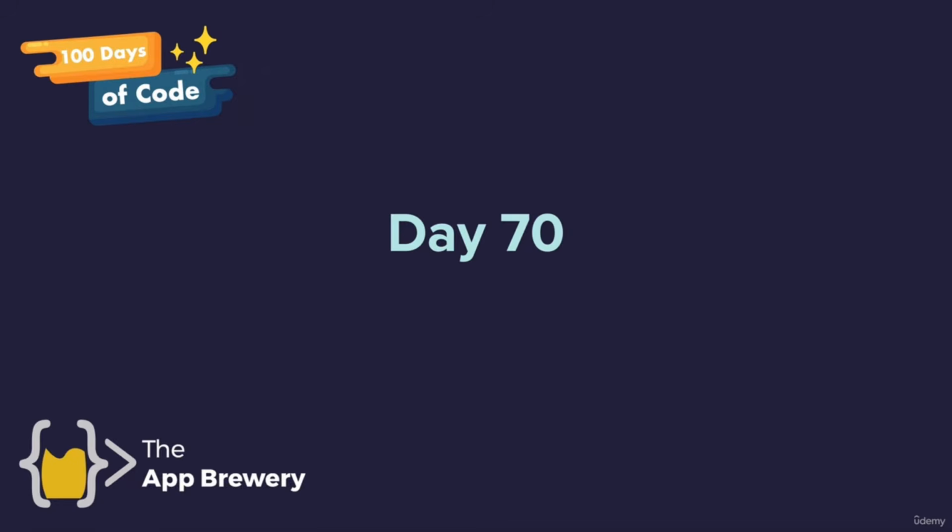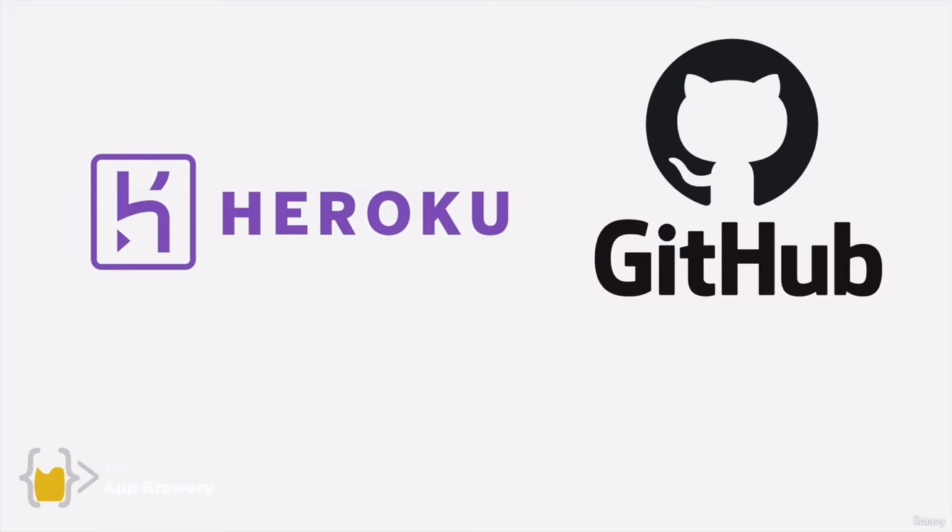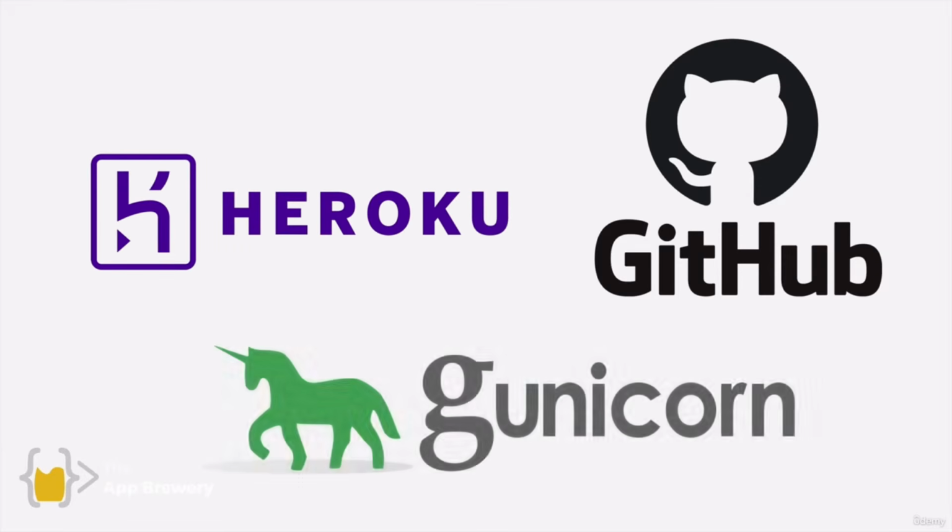Now, today is a crucial time point in our journey of learning to build websites because we're finally going to be publishing our Flask website onto the internet. And in order to do this, we're going to be using the help of a number of tools, including Git and GitHub, Heroku, and also something called gUnicorn.